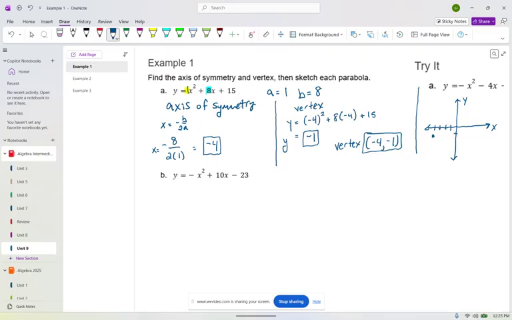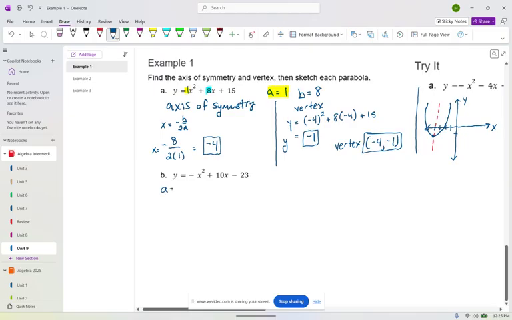And now we're going to ask ourselves, does it open up or does it open down? Well, for that, I just look at my a value. If it's positive, it opens up, and if it's negative, it opens down. So this is positive 1, so it's going to open up. That's what our graph is going to look like. And down the middle at negative 4, that's our axis of symmetry. We want to make sure it kind of keeps symmetric around that line. Now on to part B.